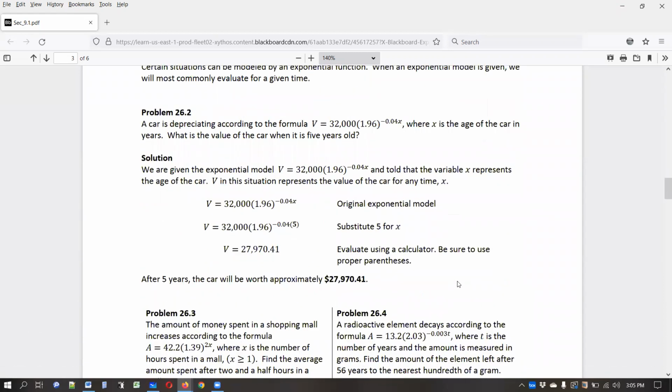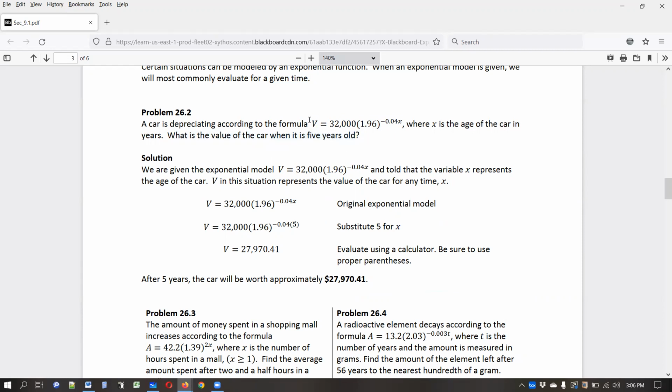The very first type of problem that we have to be able to solve is a basic substitution problem, as you have here in 26.2. So you will be given some information dealing with an exponential function, and you are going to be asked what is the value of that function at some point in time? And all that we have to do here is make a substitution. So for example, let's take a look at this case, even though it's worked here. A car is depreciating according to the formula. This is the formula, where x is the age of the car in years. And you are now asked: what is the value of the car when it's 5 years old?